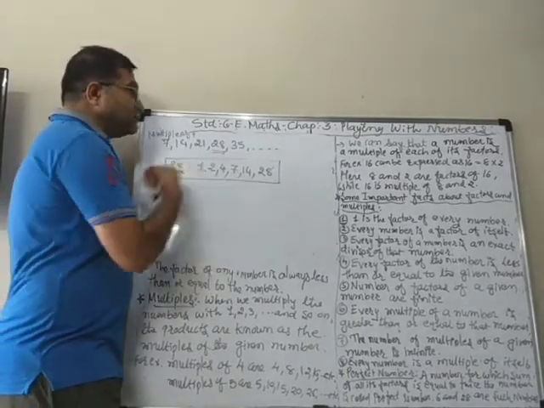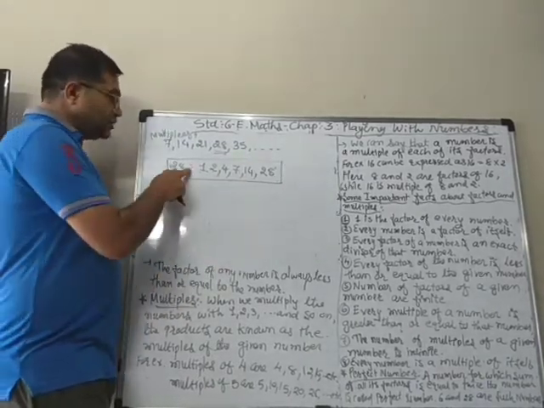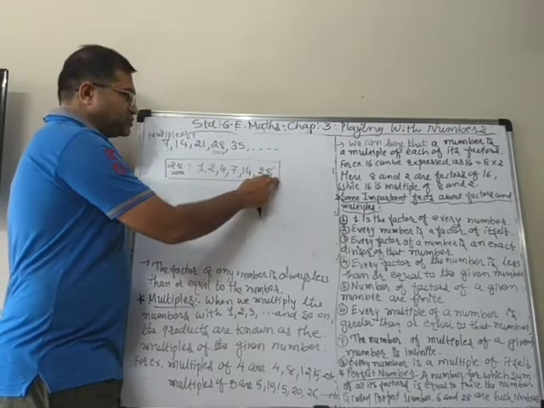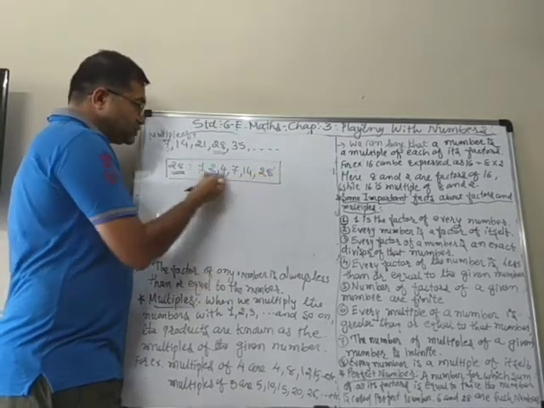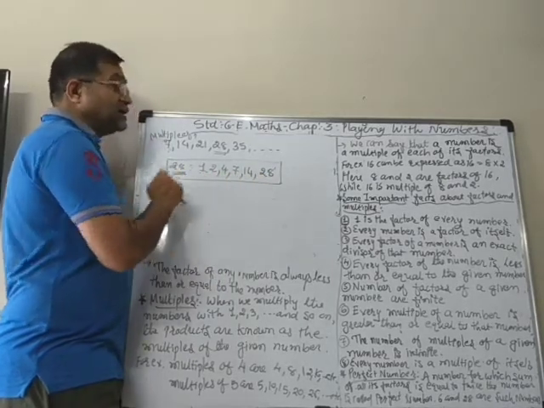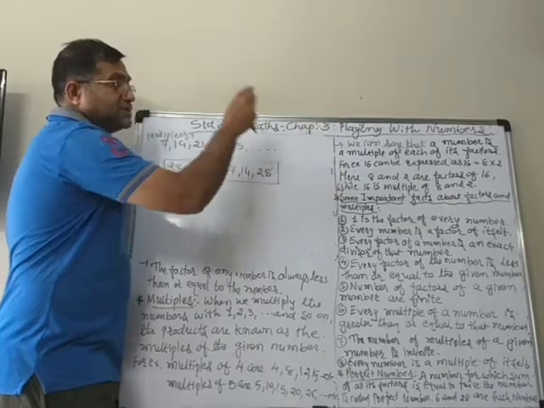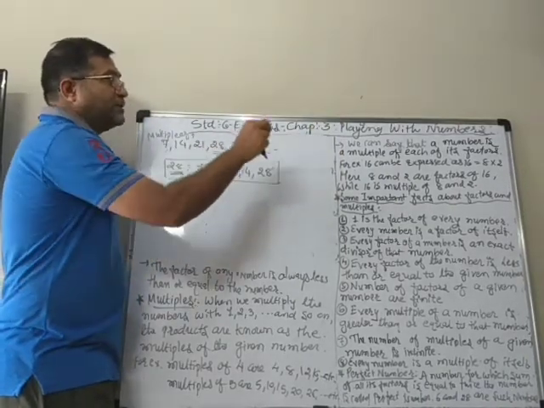Means it is a reverse thing: 28 has these factors. So these are the factors of 28, and those have 28 as a multiple. Means we can say that a number is a multiple of each of its factors.